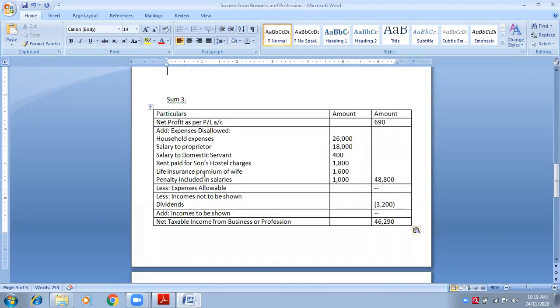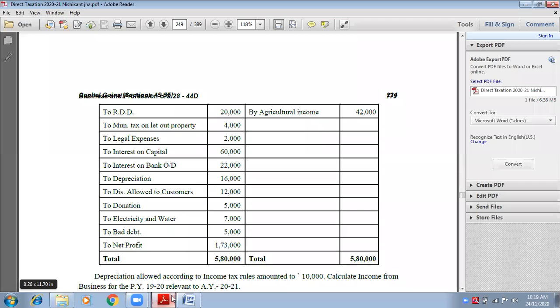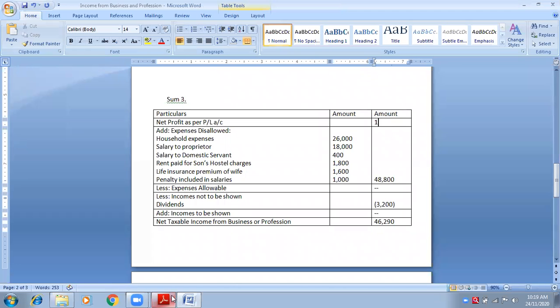See, what is the net profit? Tell me. Did you note the net profit from the question? See, look here. 1,73,000 is your net profit. Already given in the question. It will always be available in the question. Okay, 1,73,000. Next, now next is add expenses disallowed. Our heading is add expenses disallowed.